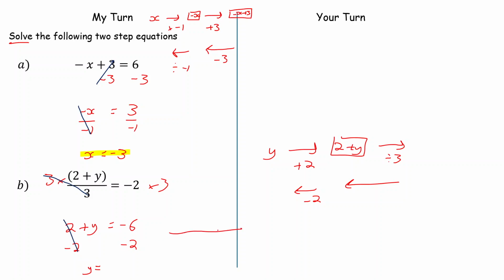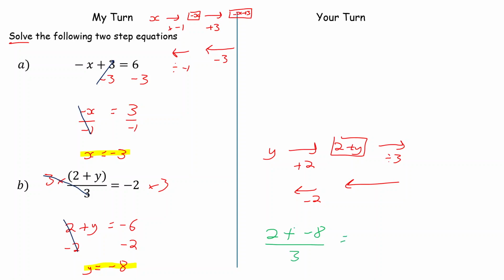Now, think about this on a number line. Your starting temperature is minus 6. If you take away 2, you're getting colder by 2, so you're going back by 2. Negative 7, negative 8. So y is equal to negative 8. So this here is your solution. Y is minus 8. Of course, you can check your answer again by putting it back into the equation. You've got 2 plus your y value. Y is negative 8. You are dividing that by 3.